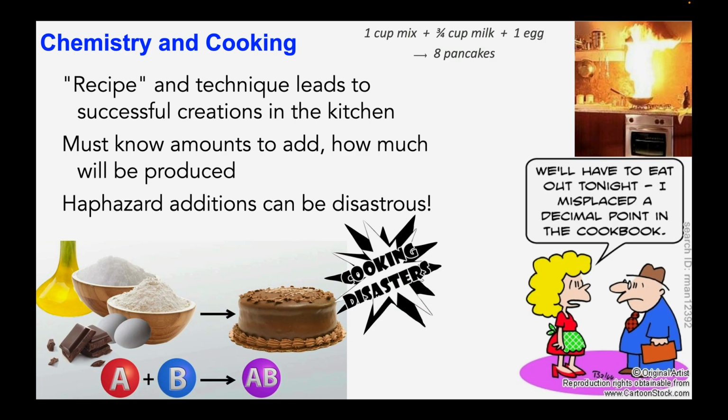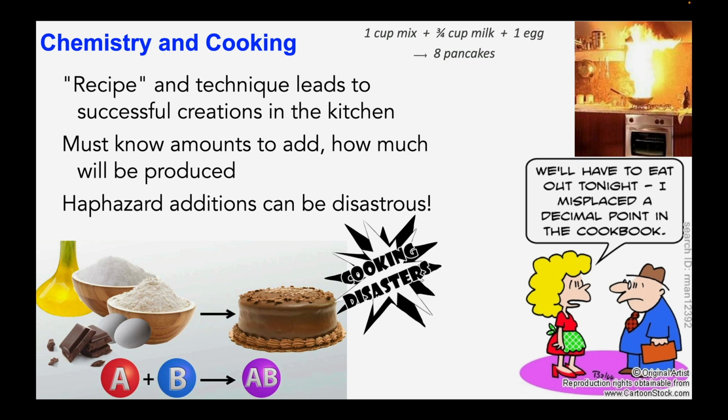Chemistry is kind of like cooking. A chemical reaction is kind of like the recipe up there at the top middle to make a pancake. And you can see that it says a cup of mix and 3/4 milk and an egg makes 8 pancakes. All right, woohoo. Well, if you're hungry, that can be really important.